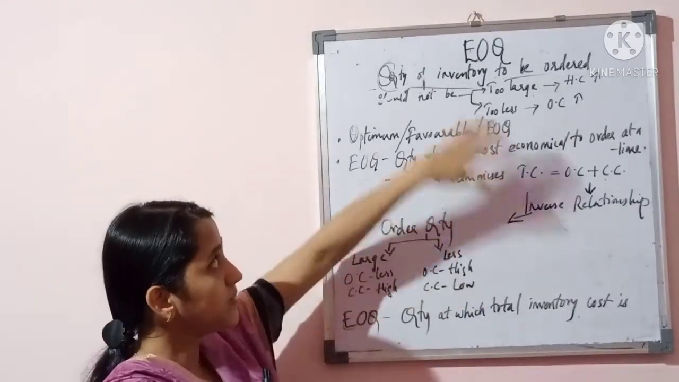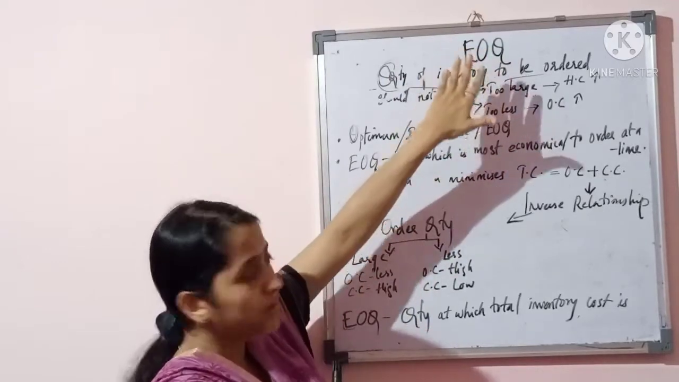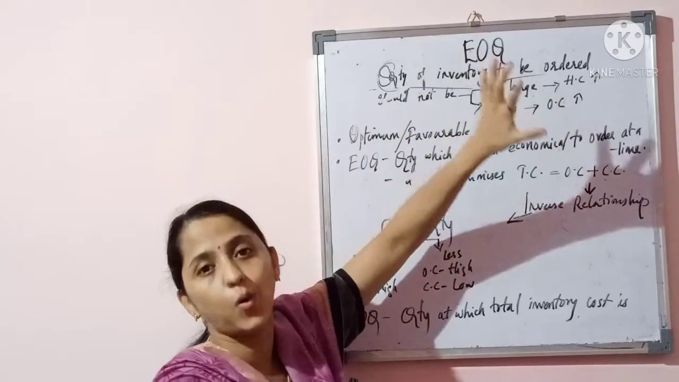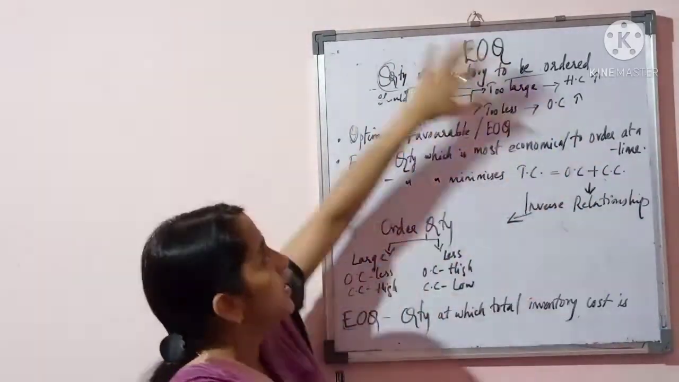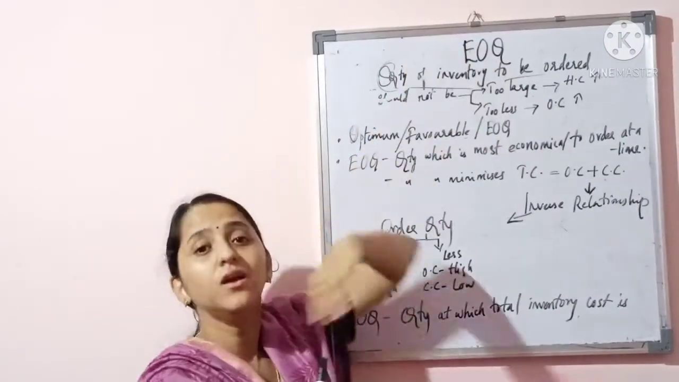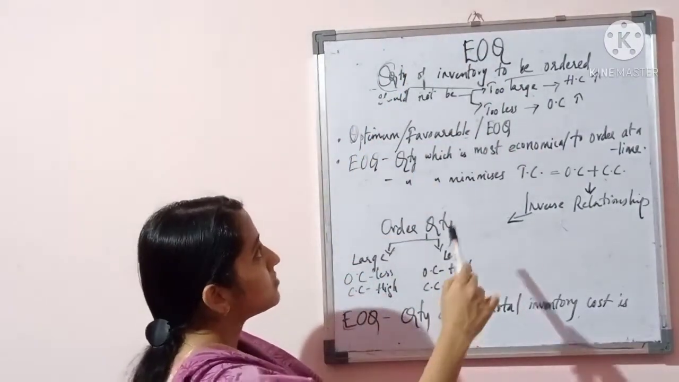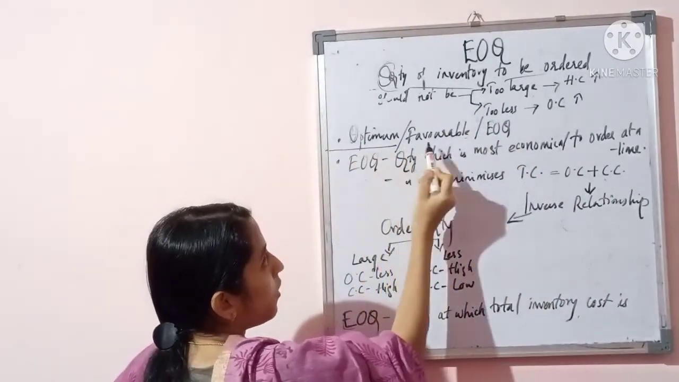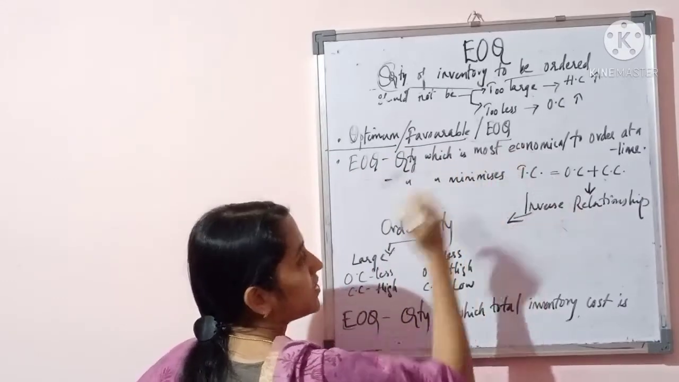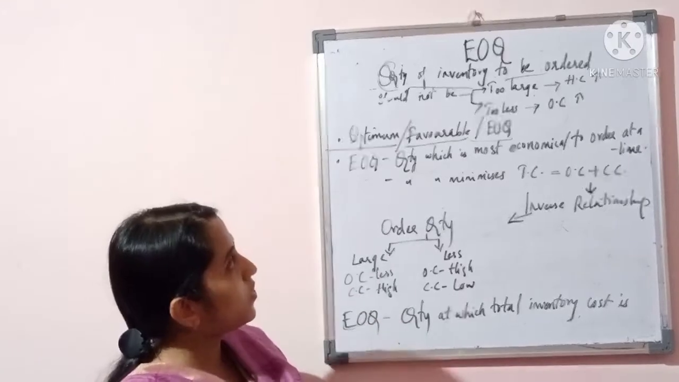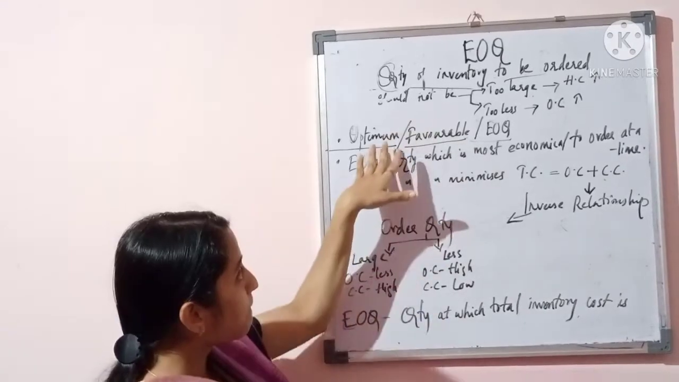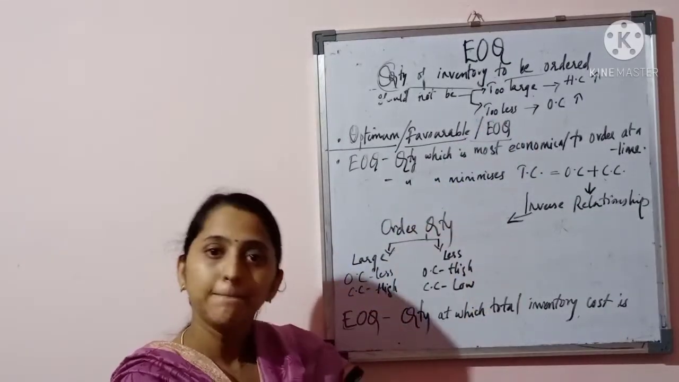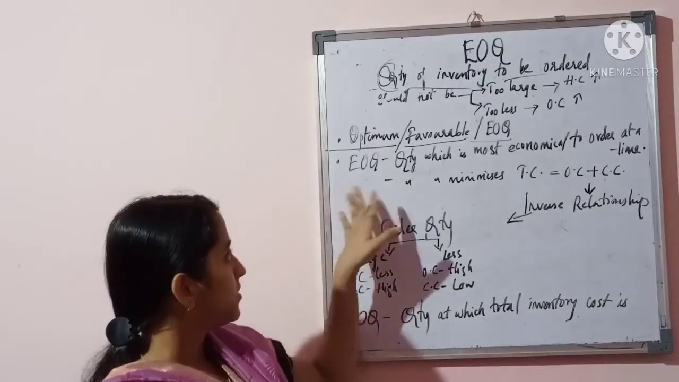So that is why we choose EOQ, because in EOQ the quantity of inventory will be the economical order. It is not simply an order, it is the most economical quantity which we have to order. So economic order quantity is the optimum or favorable or economic quantity. It can also be called the optimum order or the most favorable order which we are going to make. Okay. So this is it.